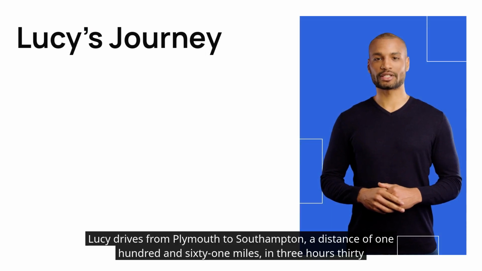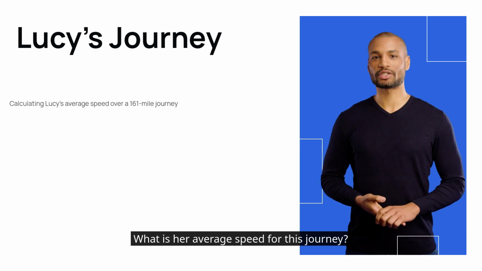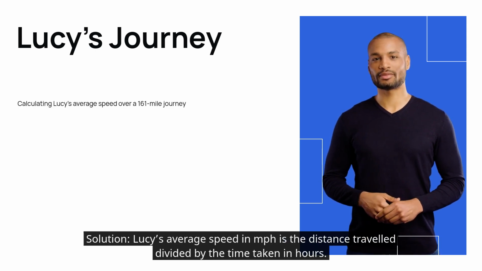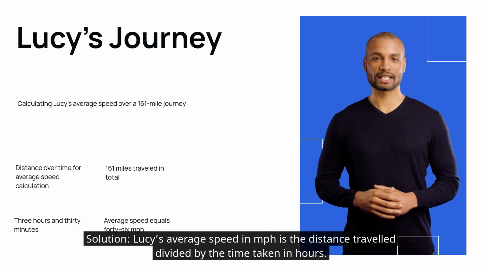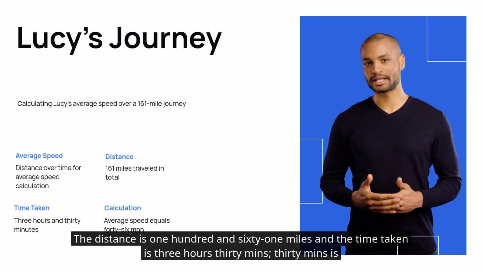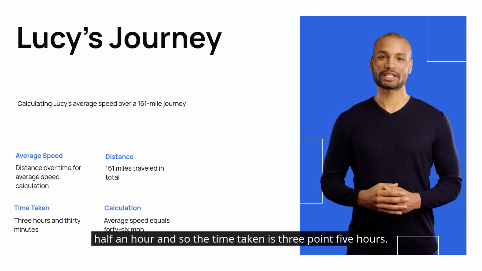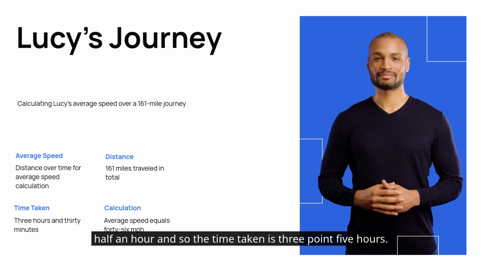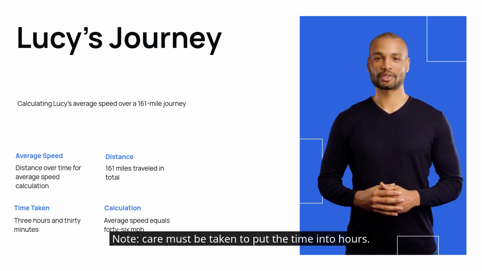Lucy drives from Plymouth to Southampton, a distance of 161 miles, in 3 hours 30 mins. What is her average speed for this journey? Solution. Lucy's average speed in mph is the distance traveled divided by the time taken in hours. The distance is 161 miles, and the time taken is 3 hours 30 mins. 30 mins is half an hour, and so the time taken is 3.5 hours. This gives average speed equals 46 mph. Note, care must be taken to put the time into hours.